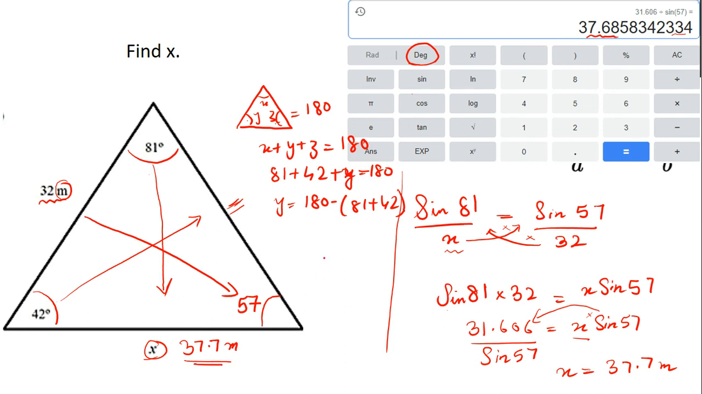You have to be very careful which angle you're taking, and whatever angle you take, the length right opposite to that is the one that comes underneath it. If you don't have that length, then you can't take that angle. So you probably have to find another angle and then go ahead with solving using the sine rule. So this is how you do it. That's pretty much it. Hope you understood the question.